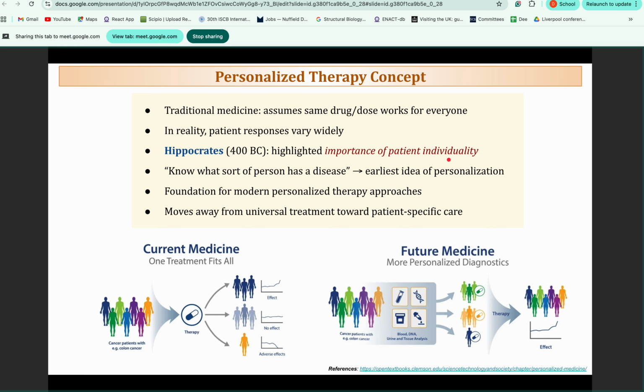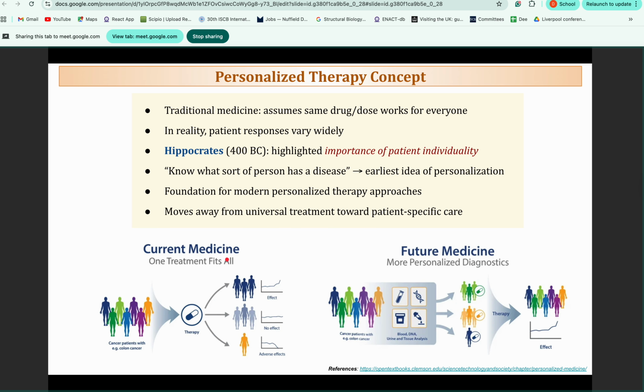He mentioned that different individuals have different tendencies to behave towards different drugs, and different doses might be required for each individual, so know what sort of person has a disease. That was the earliest idea of personalization, and it was the foundation for modern personalized therapy approaches, and it moves away from the universal treatment towards patient specific care. Previously people were focusing on a universal treatment, that one drug can work efficiently on each individual, but now we have seen that different patients respond differently, so now we have moved towards patient specific care.